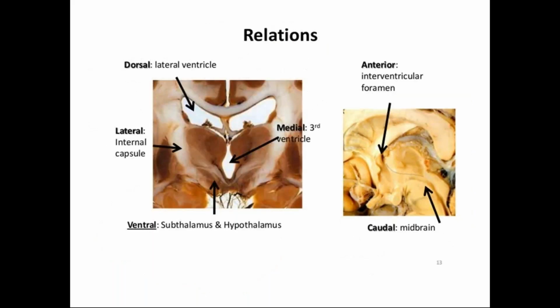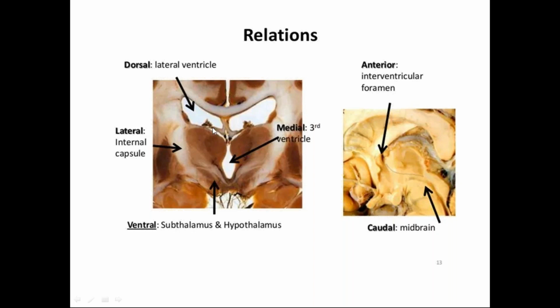Now look at this. This is what the third ventricle looks like. This is the cavity of the third ventricle, which has a medial wall. The lateral wall of the third ventricle is formed by the medial side of both the thalami.